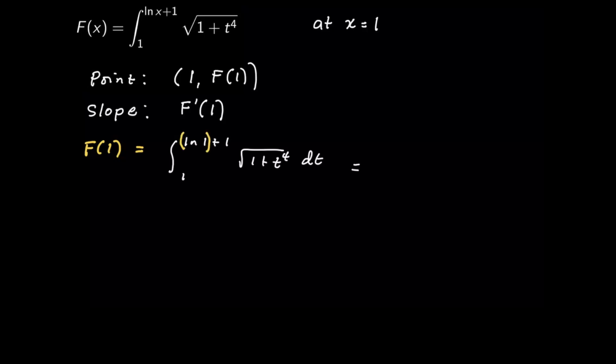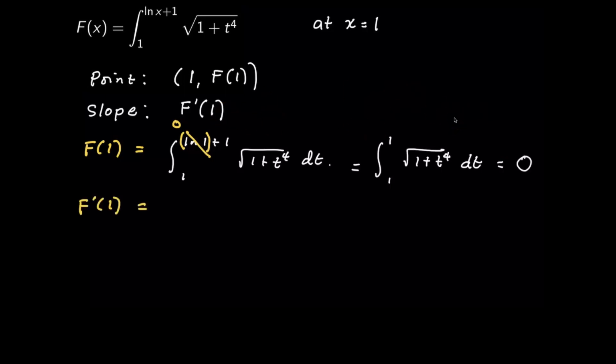It's not ln of quantity 1 plus 1. ln of 1 is 0. So therefore, the upper and the lower limits are just the same. And therefore, there is actually no need for us to evaluate this integral since this entire thing is just equal to 0. Next, let us find f prime of 1.